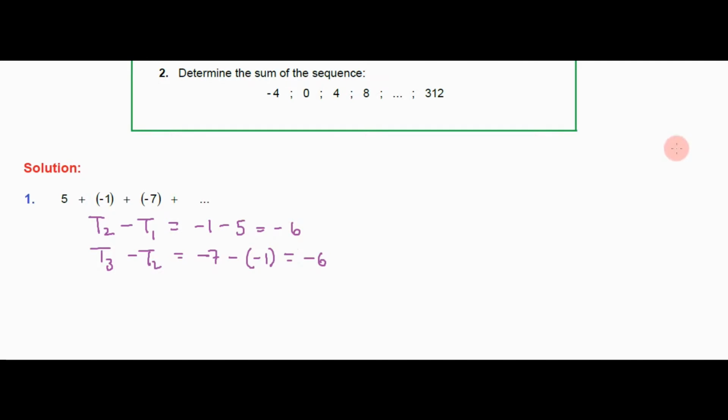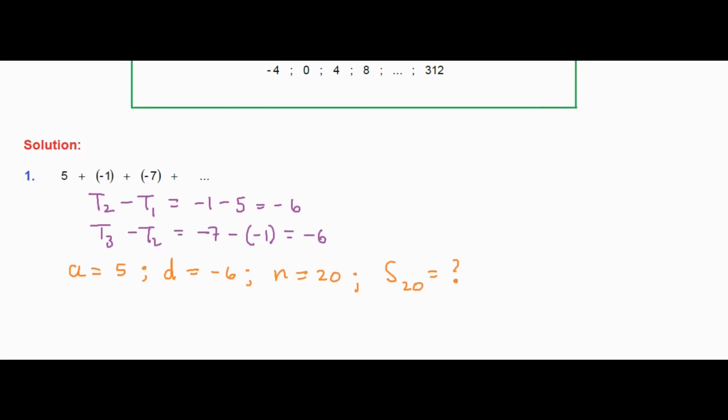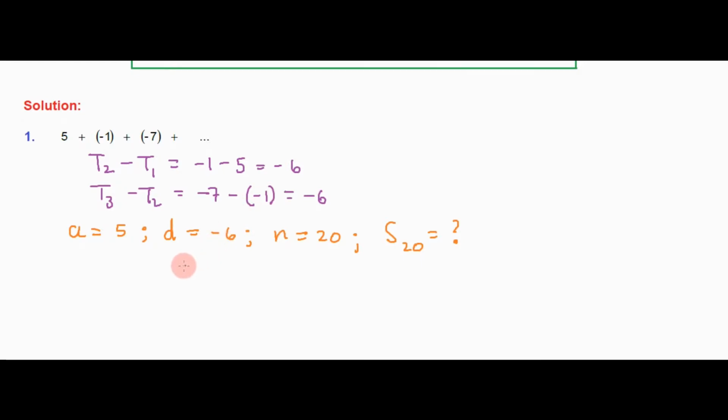We have to find the sum to 20 terms. So we're going to start by writing down what we have and what we need to find. We have a, the first term, it's 5. We have the common difference d, which is negative 6. We have to find the sum to 20 terms, so n is 20. And we need to find S sub 20. So we use the sum formula. S sub n equals n over 2 into 2a plus n minus 1 times d.